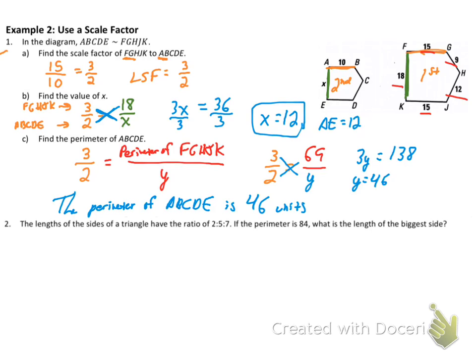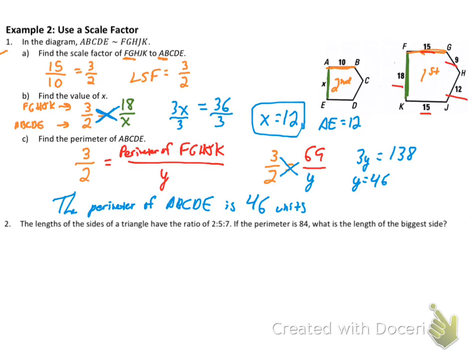All right, so a lot of setting up proportions and cross multiplying in this unit. Okay, let's do one more problem and then I'll let you guys try some on your own. In number 2, the lengths of the sides of a triangle have the ratio of 2 to 5 to 7. If the perimeter is 84, what is the length of the biggest side?